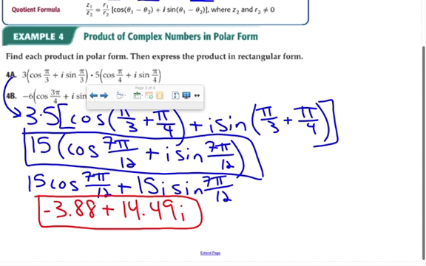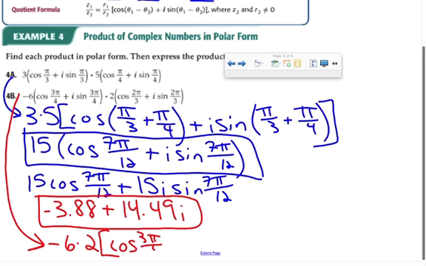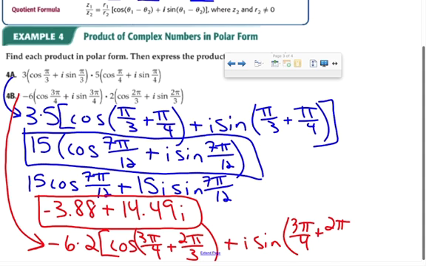In part B, same idea. I multiply the moduli together. So negative 6 times 2. And then it's the cosine of the sum of the angles. So 3 pi over 4 plus 2 pi over 3, plus I times the sine of that same sum, 3 pi over 4 plus 2 pi over 3.